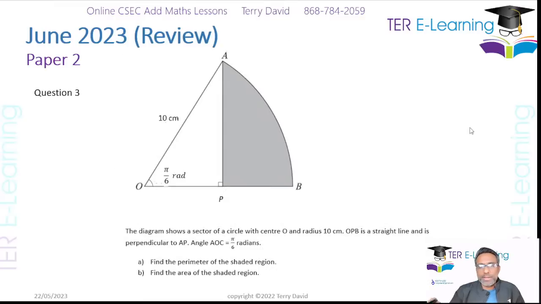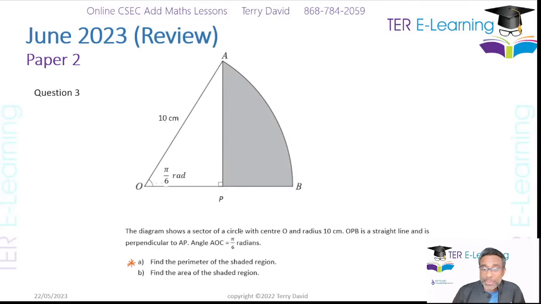The diagram shows a sector of a circle with center O and radius 10 cm. OPB is a straight line and is perpendicular to AP, right? So we have an angle there in radians, which is pi over 6, and we want to calculate the perimeter of the shaded region.